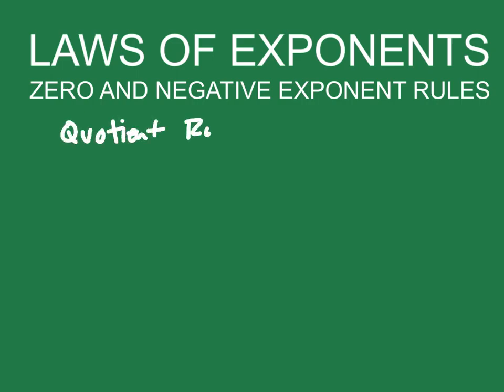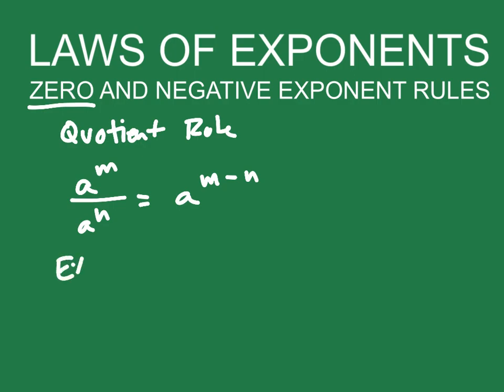So remember that the quotient rule for exponents is that some number a to the m divided by some number a to the n means that we subtract our exponents, a to the m minus n power. All right, let's start off with the zero exponent rule. And what I want to do is just look at an example. Let's say that we've got 3 to the 5th power divided by 3 to the 5th power.